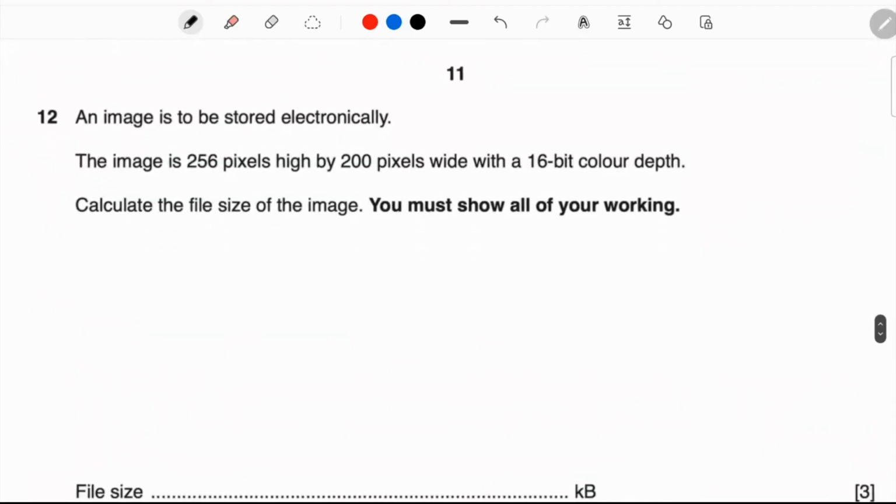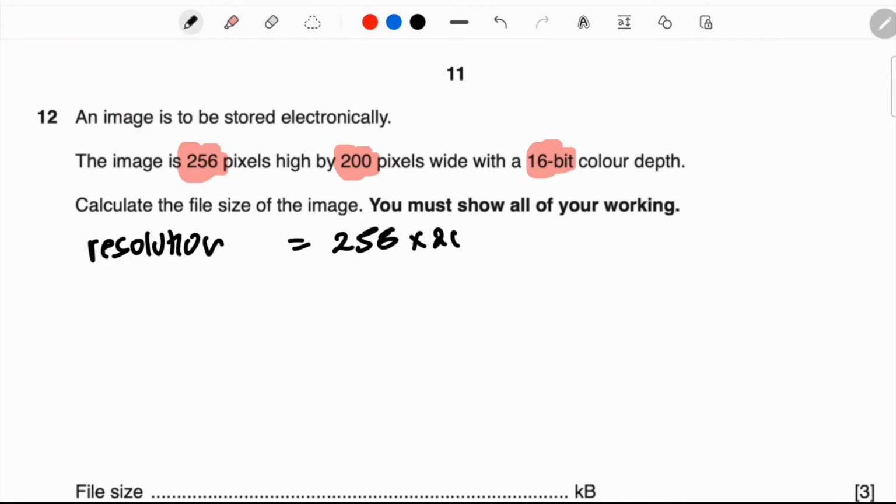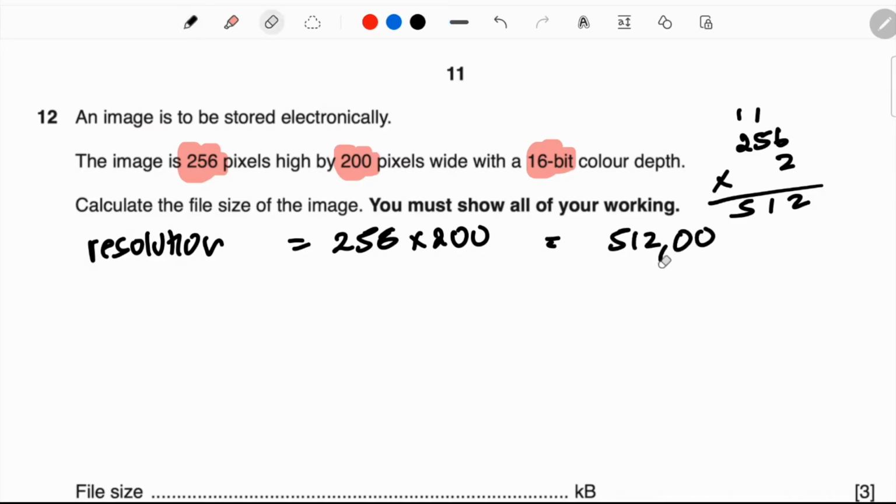So you can see now it's just repetitive. 16-bit, 200 pixels, 256 pixels. Let's look at the resolution first. Resolution, 256 times 200. What is that? I'll have to do some mathematics here. 512, with 2 zeros, which makes it 51,200. So 51,200 pixels.